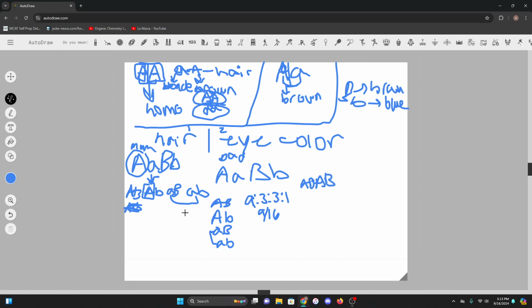Those are the only chances you have of having, what's it called? Brown hair? Yeah, or blonde hair. That's the only chance you really have of having blonde hair. So basically, what they're saying is 9 out of 16 times you are going to have brown hair and brown eyes.